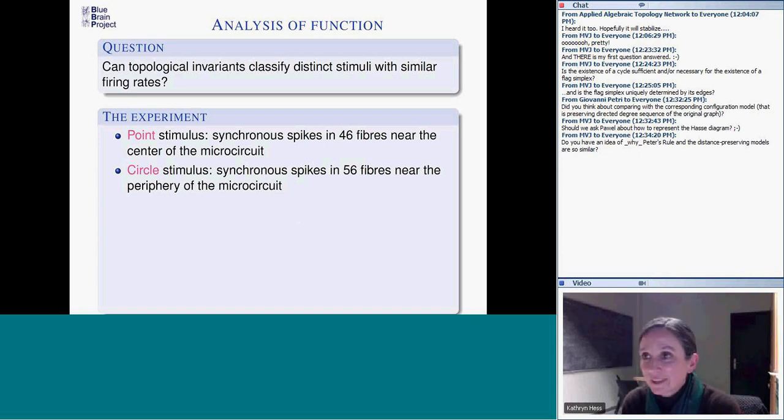What they did was create 2 kinds of stimulus. One causing synchronous spikes near the center of the microcircuit, another which was causing synchronous spikes on the periphery of the microcircuit, to make shapes that were of a form of a point or a circle. And I'll show an illustration on the next slide.